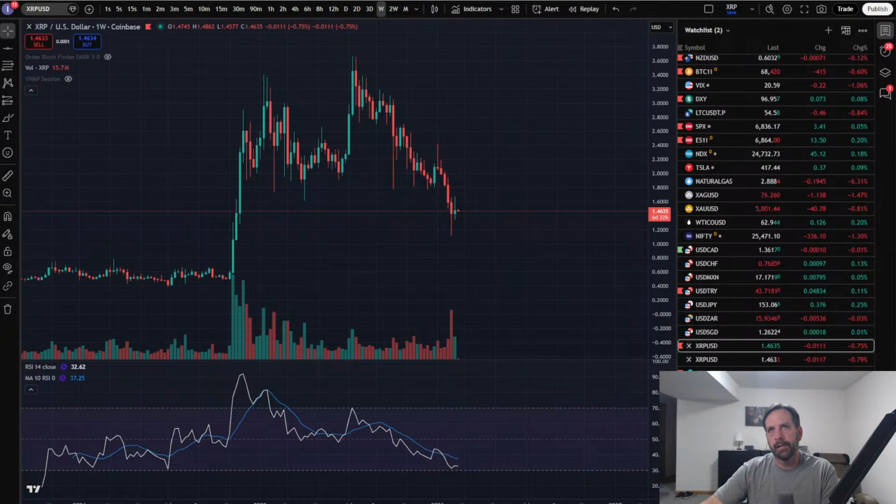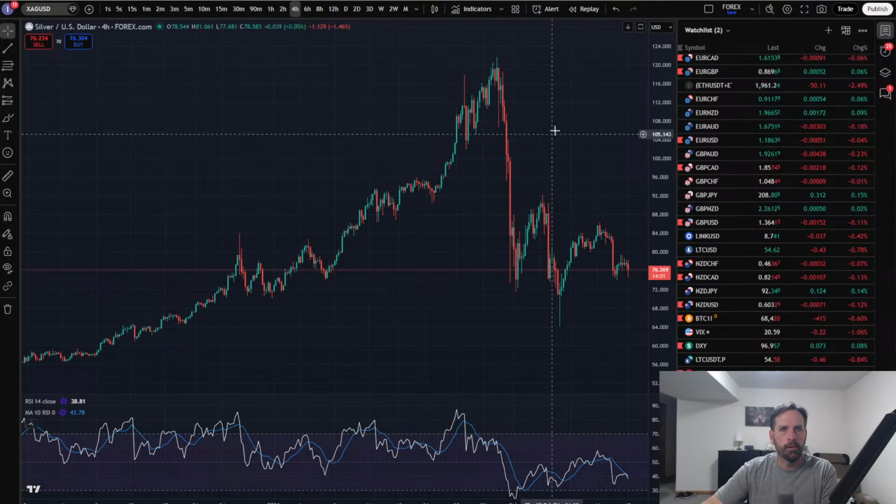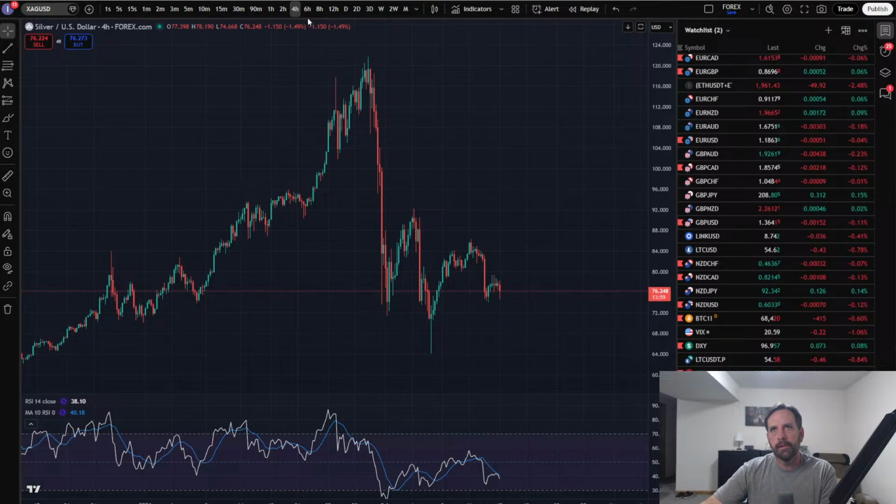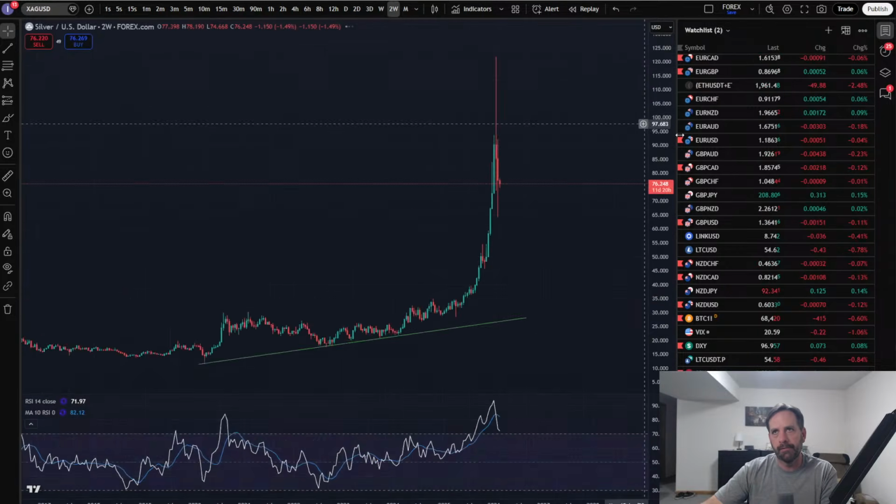All right, that's XRP. Let's look at silver, and then we'll look at gold for crit. Okay, small time frame on large time frame on silver.